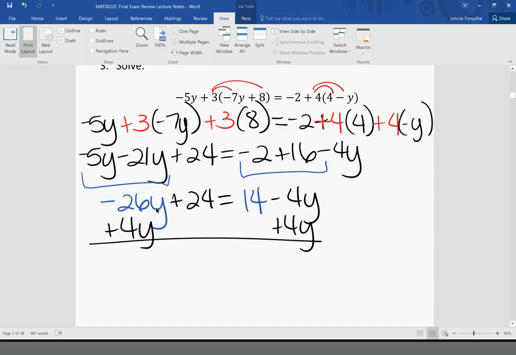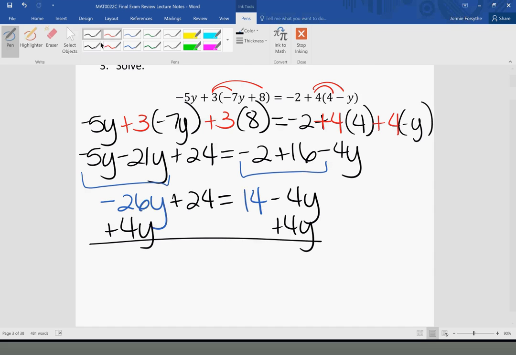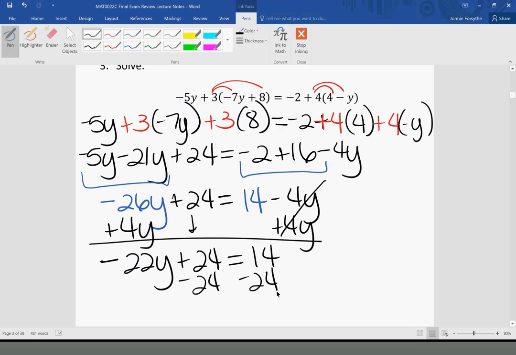So on the left, negative 26y plus 4y. Different signs, so we subtract, take the sign of the larger number. So it's going to be a negative 22y. Bring down that plus 24 equals 14. And I'm going to subtract the 24. So I'm going to bring down that negative 22y equals 14 minus 24.